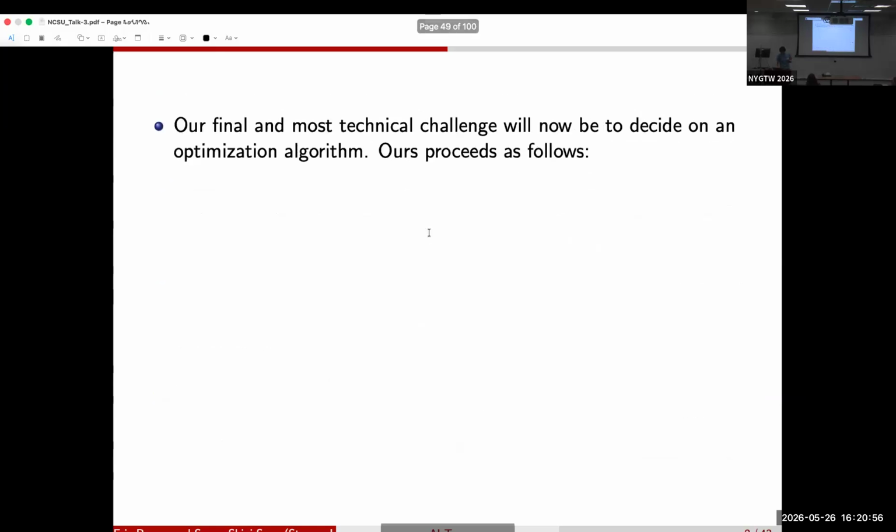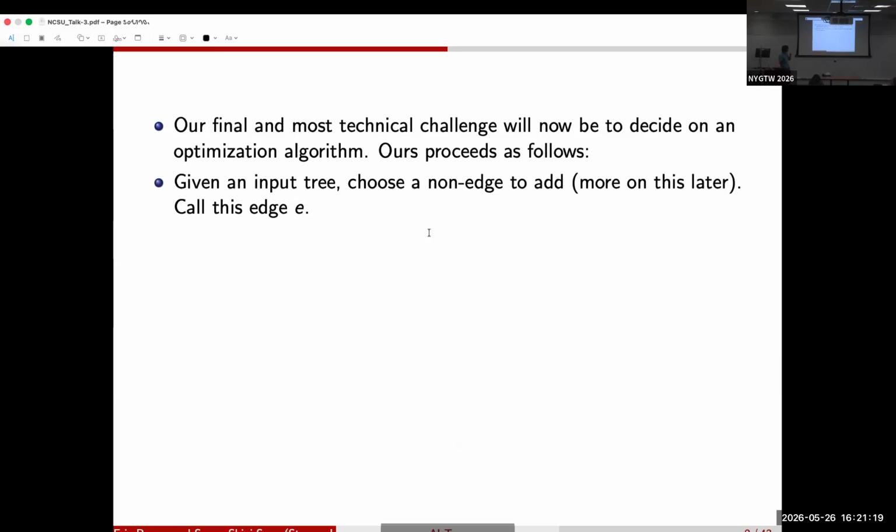Okay, so our final most technical challenge will now be to decide on an optimization algorithm. Remember, our score is this weird thing in terms of the product and the difference of independence numbers, right? That's how our scoring function was defined. And I need an algorithm that takes in a tree and spits out a tree for which that number is bigger.